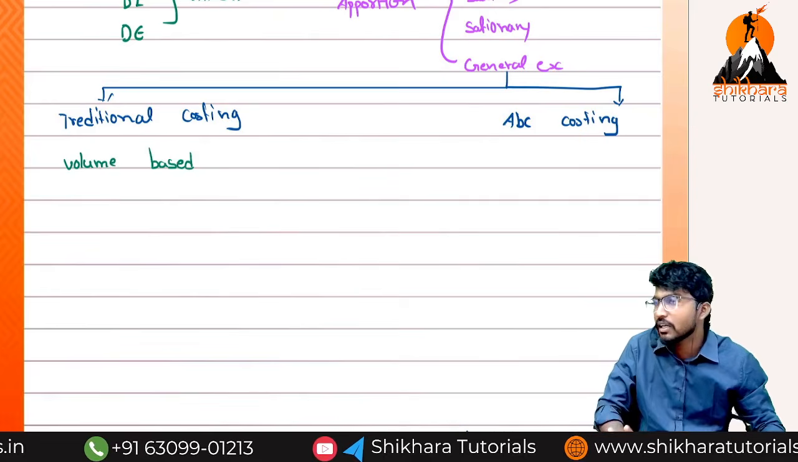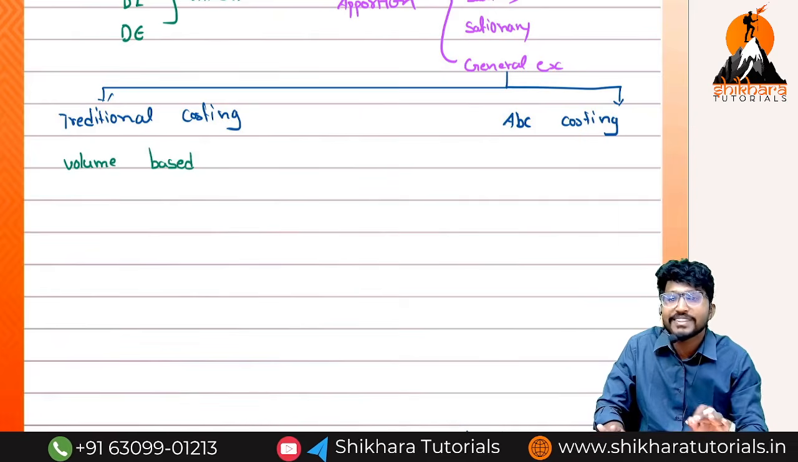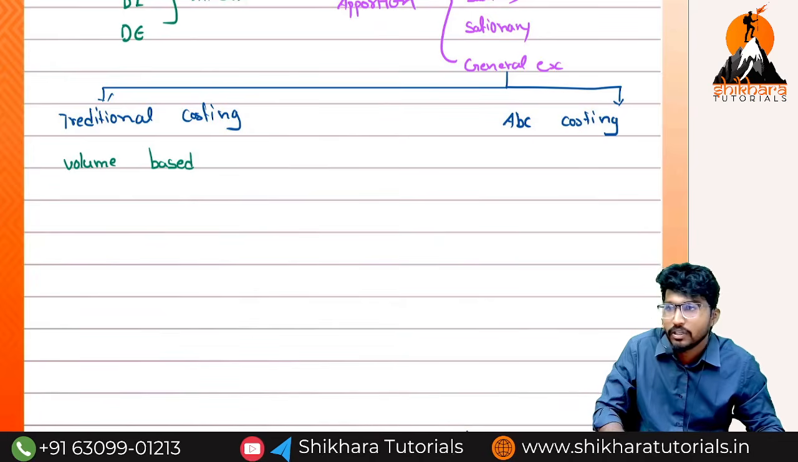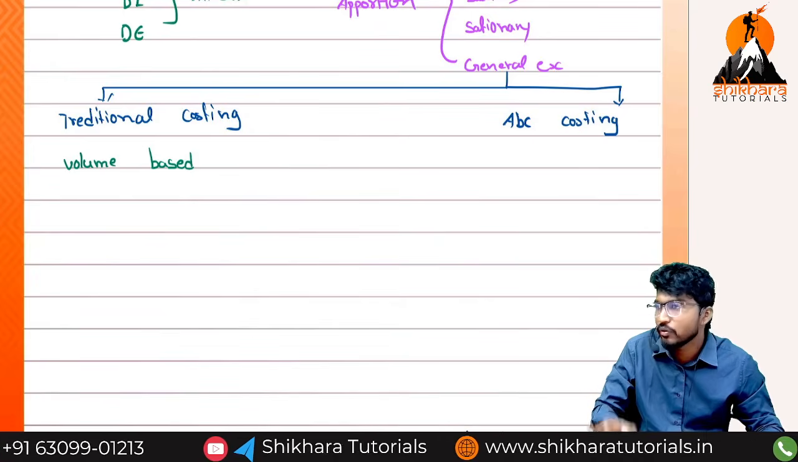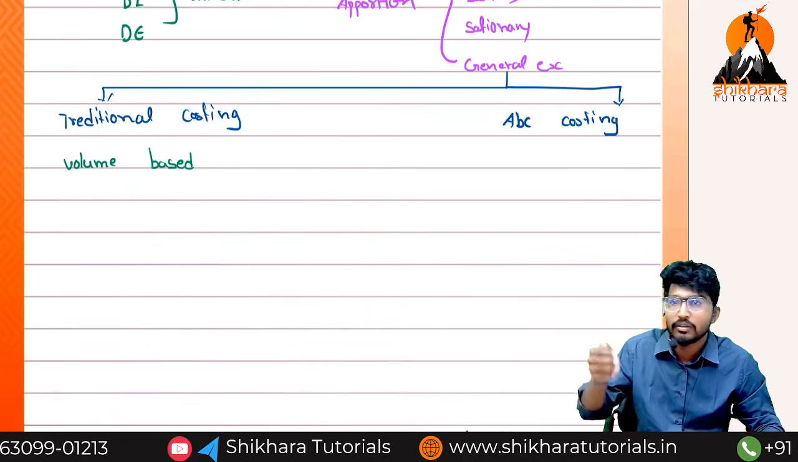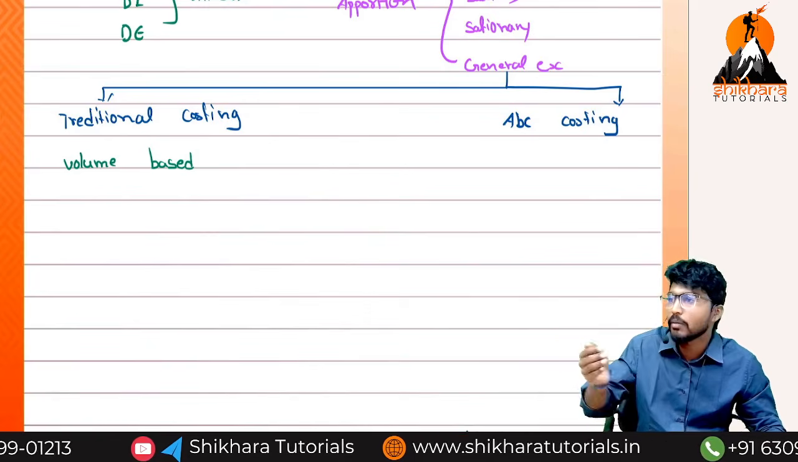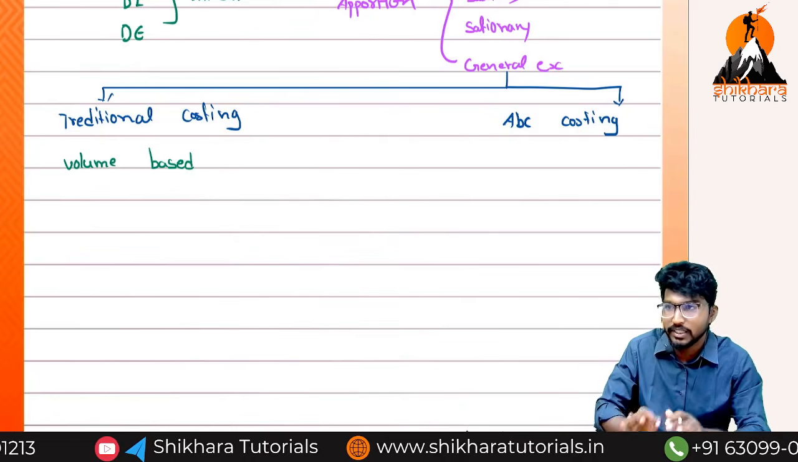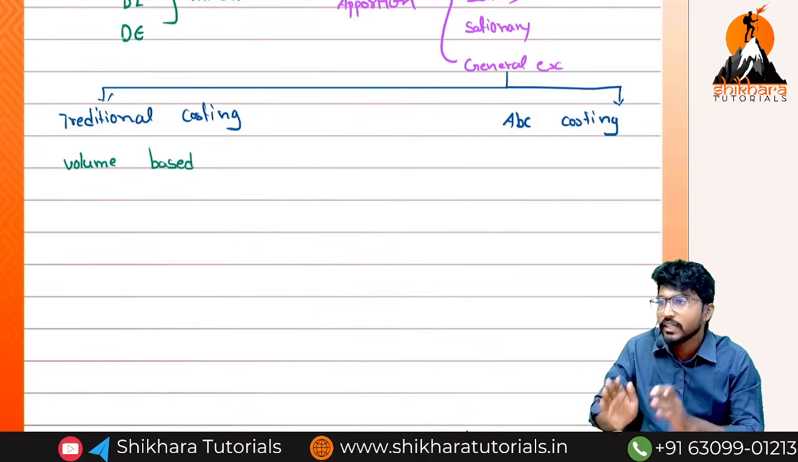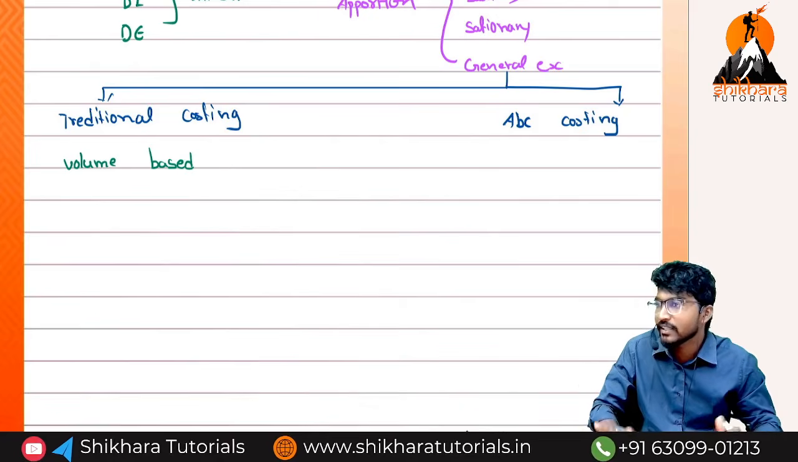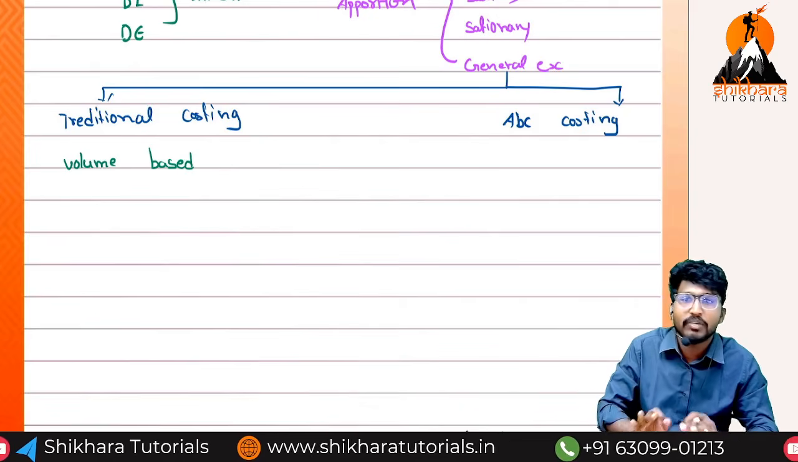As per traditional costing, it will treat all expenses in the same way. You incur rent, you incur salaries, you incur general expenses, and so on. But the treatment will be the same. For any type of expenses under the traditional costing system, the treatment will be the same.